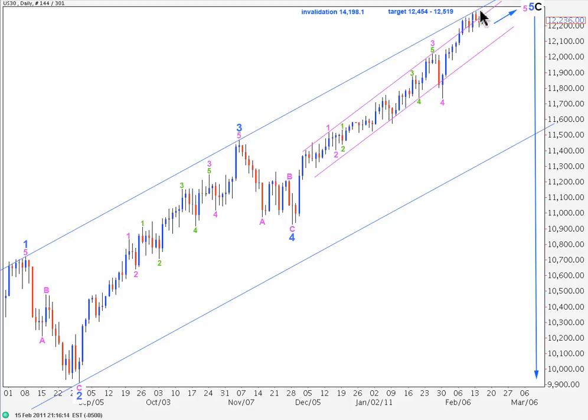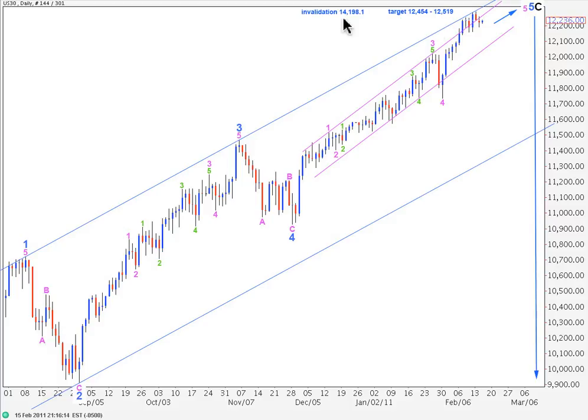But we now have price touching the upper edge of this wide blue parallel channel that contains this C wave impulse, which is exactly where we should expect this 5th wave to end. I expect, looking at this structure on an hourly chart, that we've still got one more upwards wave to go, and it may very well be an extended wave, taking price into this target zone, now a little wider than last analysis, 12,454 to 12,519.